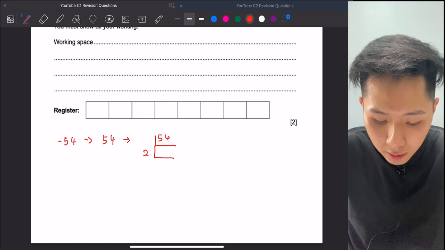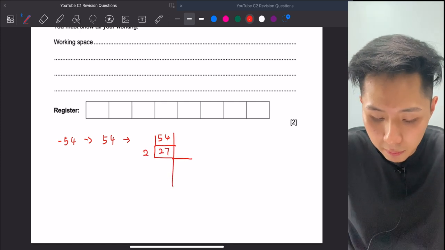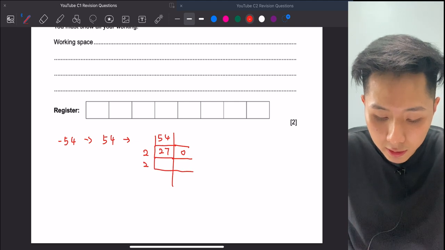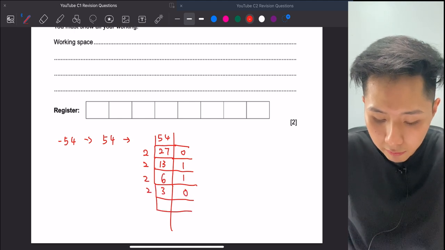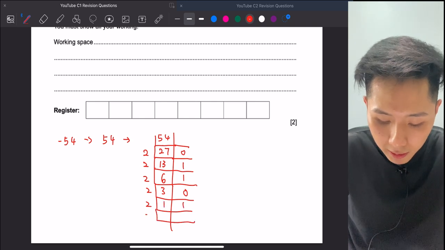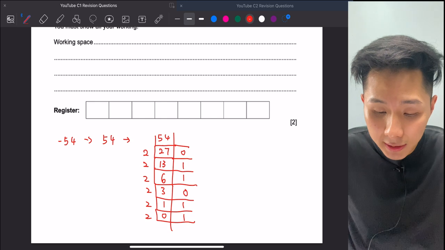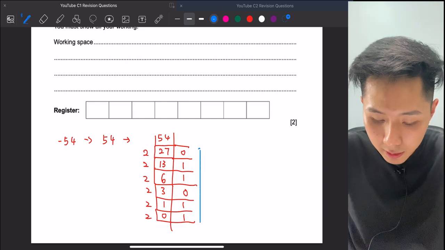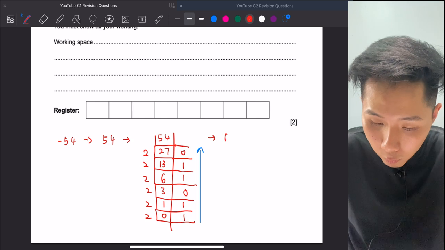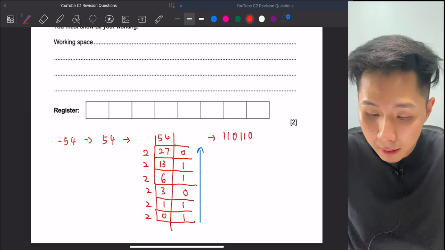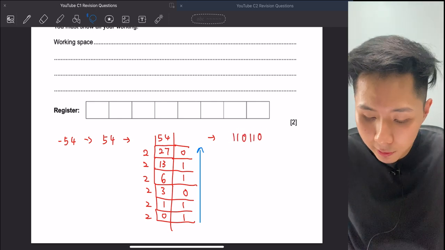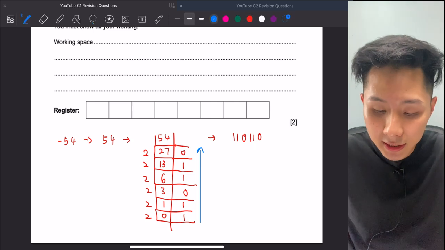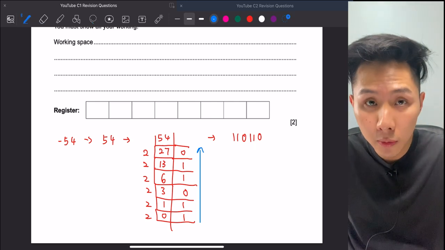I'm going to do 54 divided by 2, you get 27 with a remainder of 0. 27 divided by 2, I get 13 remainder 1, and 13 divided by 2, I get 6 remainder 1, 6 divided by 2, I get 3, 0, 3 divided by 2, I get 1 remainder 1, 1 divided by 2, I get 0 with a remainder of 1. So again, we'll read the answer from bottom to top. So my binary value calculated here is 110110. And just for your information, a mistake that a lot of my students make is that if your answer only consists of 6 bits, I need you to add leading zeros to make it 8 bits before proceeding to the next step.